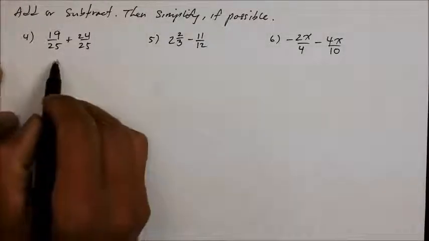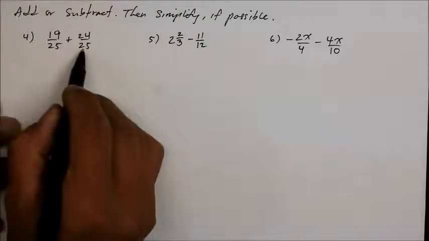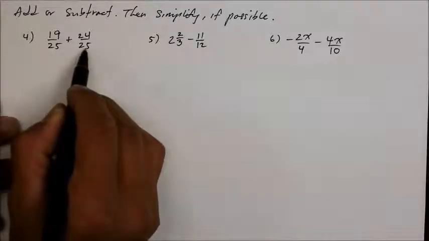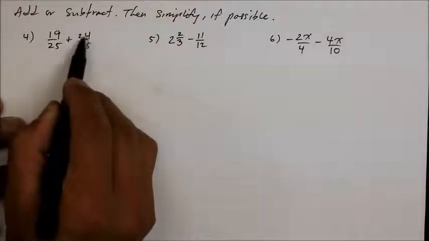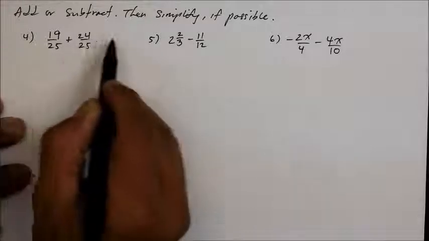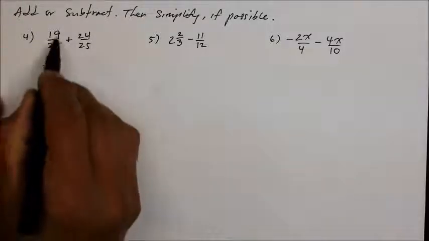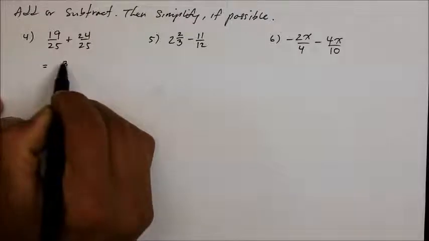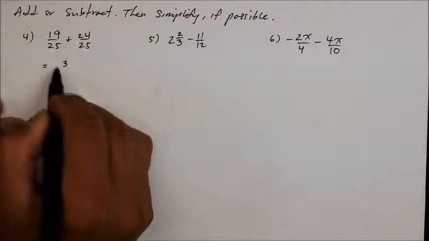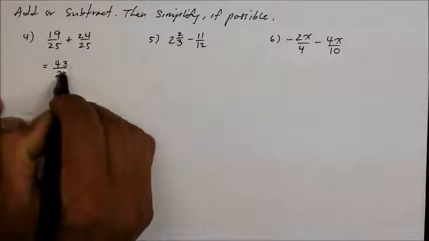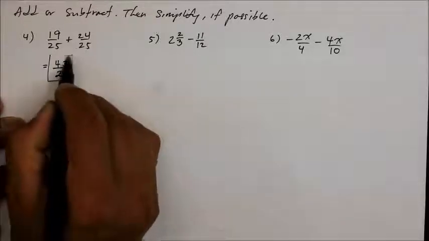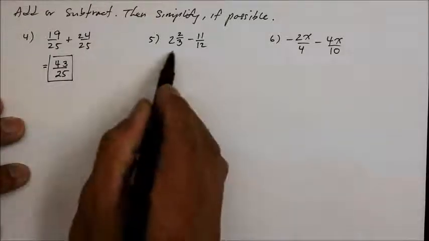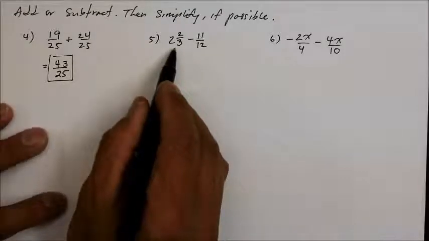Alright, number 4, hey look, they already have the same denominator. So we don't have to worry about finding the common denominator. It is 25. So we could go ahead and add the numerators. And 19 plus 24, well, that's going to give me, let's see, 9 plus 4 is 13. 1 carries over and add it to the 2. It's going to be 43 over 25. Can I simplify this any further? Well, I don't want to make it into a mixed number, so I guess we'll leave it that way. That's my final answer.